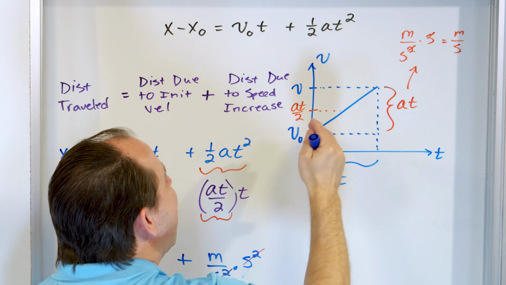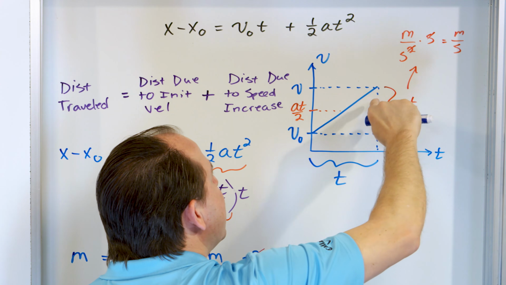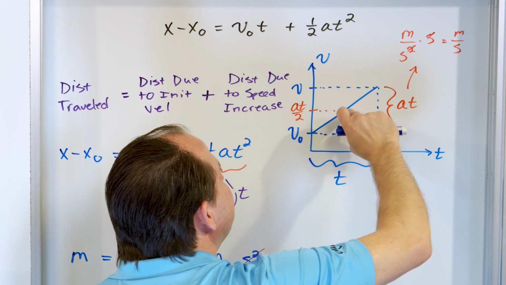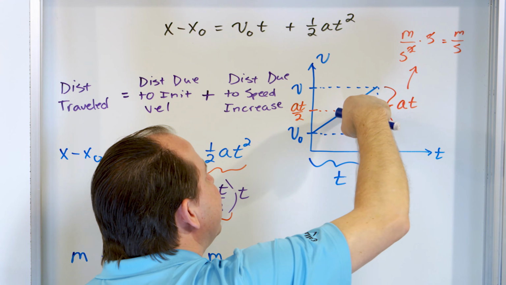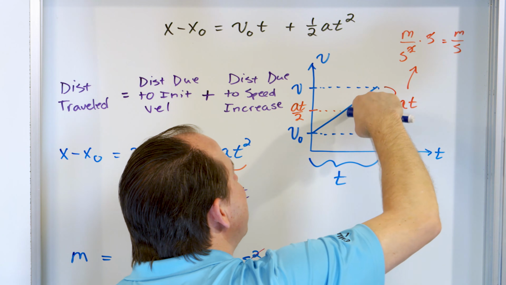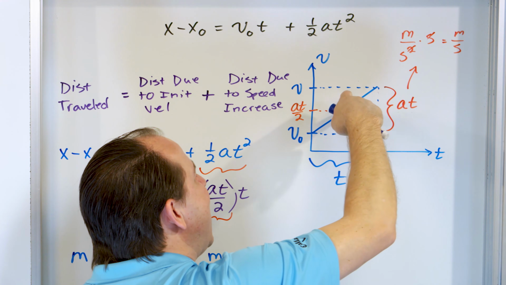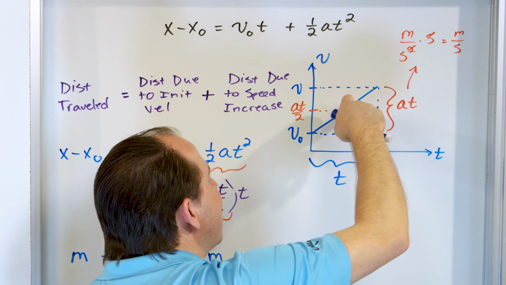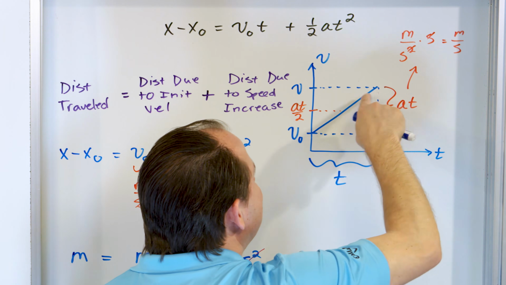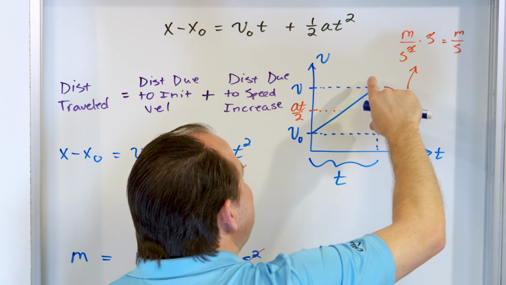And if I want to figure out how far I traveled due to that, I know that I started someplace and I ended someplace. I just take the average of the two. Because if this is the average, half the time I'm traveling slower than that, and half the time I'm traveling faster than that. So the average is exactly in the middle, and that's the number I use to find the distance traveled. So AT is the velocity I've gained.